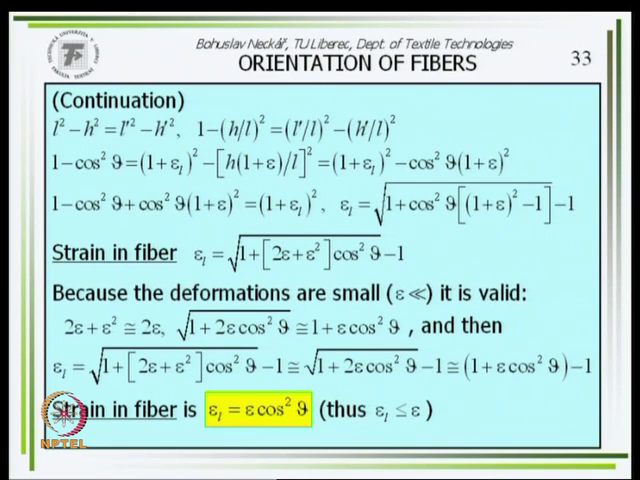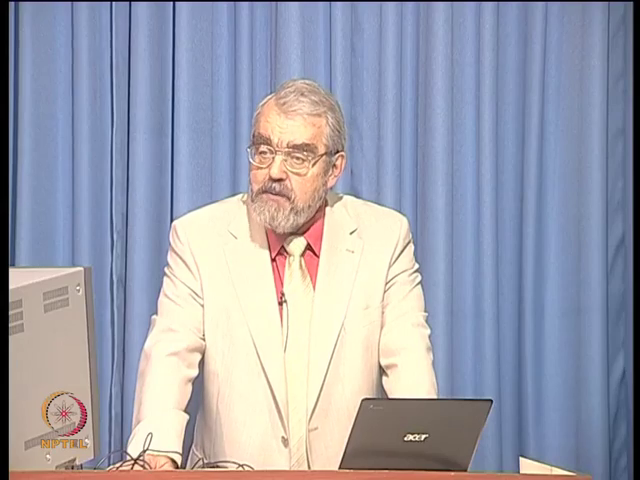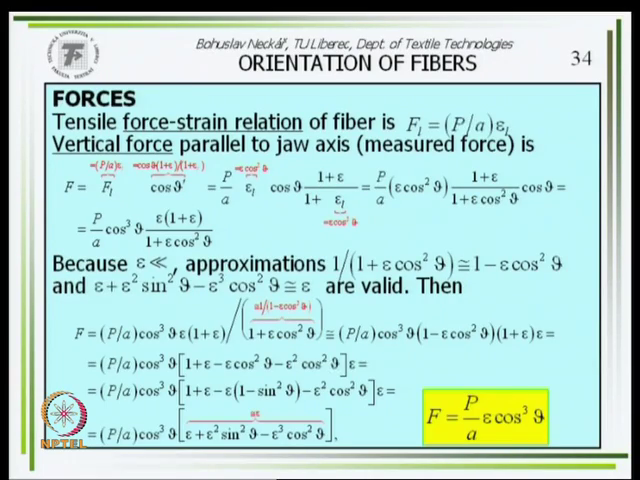In this easy equation, you can see that epsilon L is a function of angle theta. When we have a fiber with a higher angle theta, then cosine is smaller than 1, cosine square is much smaller than 1, so that epsilon L is smaller than epsilon. The highest value of fiber strain is when the fiber is parallel to the jaw axis. The higher this angle theta is from the direction of the jaw axis, the smaller the fiber elongation is. It's a result of this equation. That was something about fiber strain. Now about fiber forces.